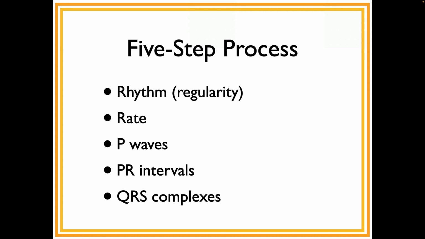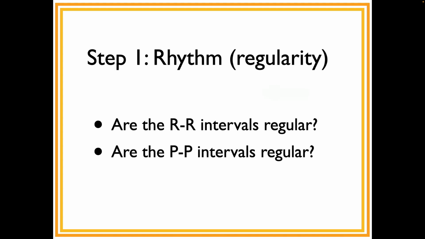Second step is rate. Third step is you look at the P waves, ask questions, analyze the P waves, PR intervals, and QRS complexes. So we're going to start with regularity. So step 1, you ask yourself 2 questions. Are the R to R intervals regular? Are the P to P intervals regular? This second part really won't make any sense to you until we start doing AV blocks, okay? Because up to that point, if the R to R intervals are regular, the P to P intervals will be regular. But when we get to AV blocks, you'll see why we have to ask it twice.